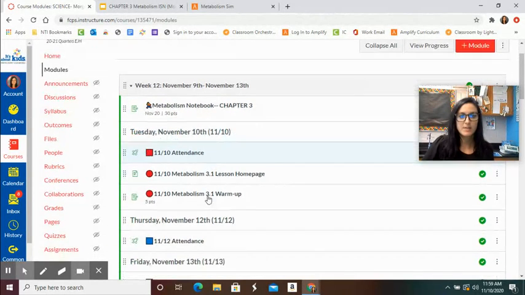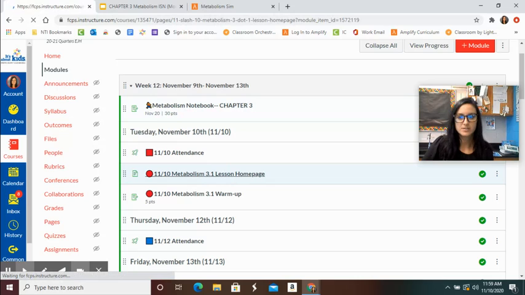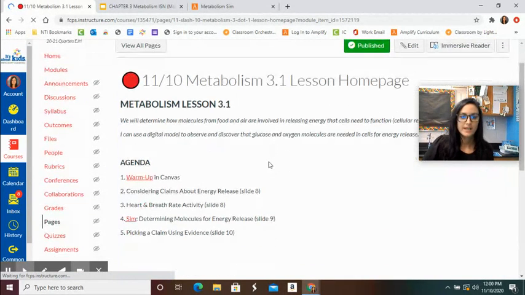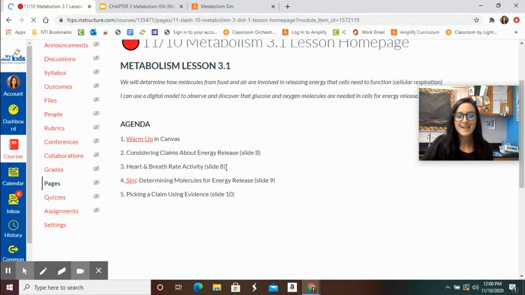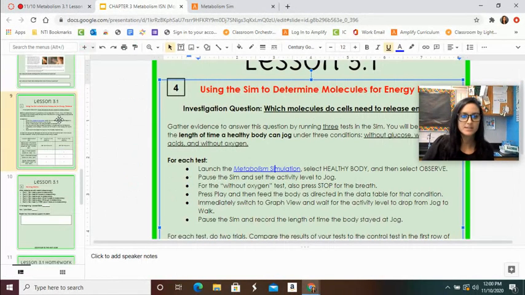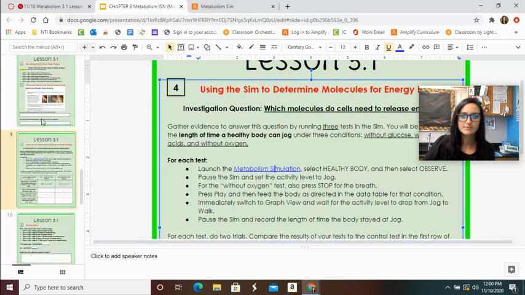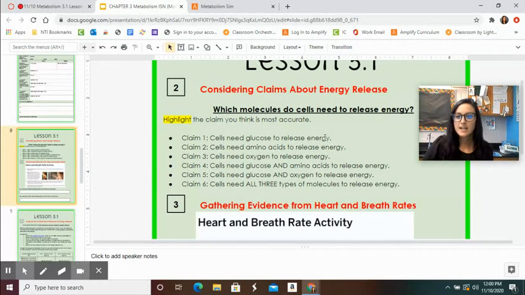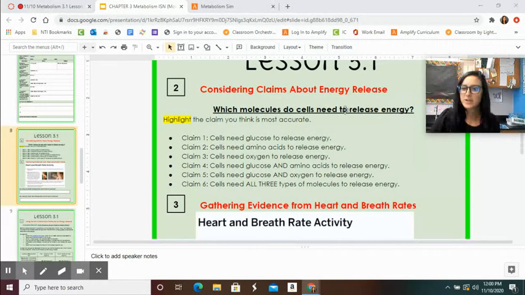Make sure you open up that notebook because you're going to need it. Going back to our home page, you're going to see that we are doing slide 8, 9, and 10. In slide 8, I will go to my notebook. In slide 8, the first thing is like a prediction.